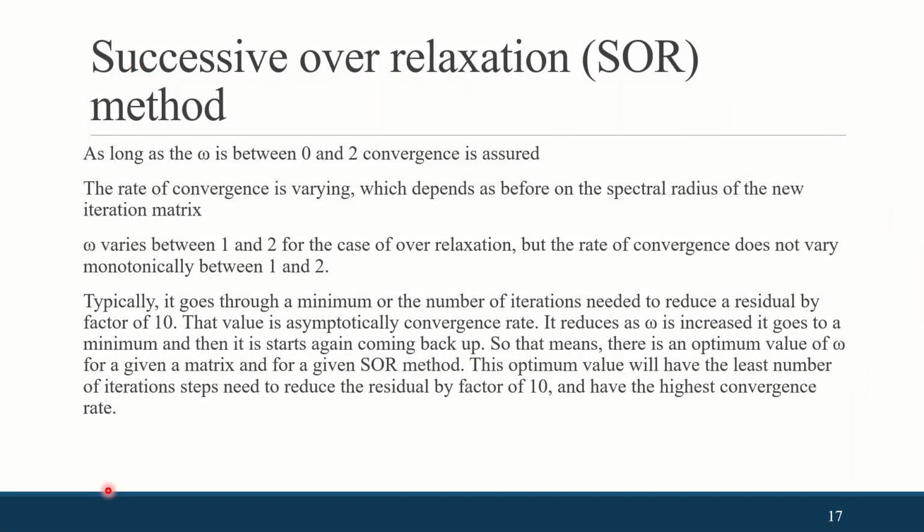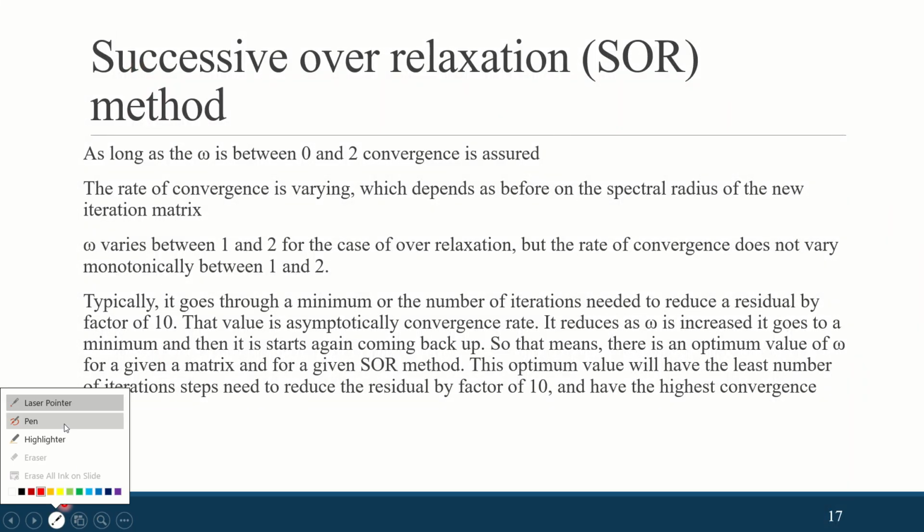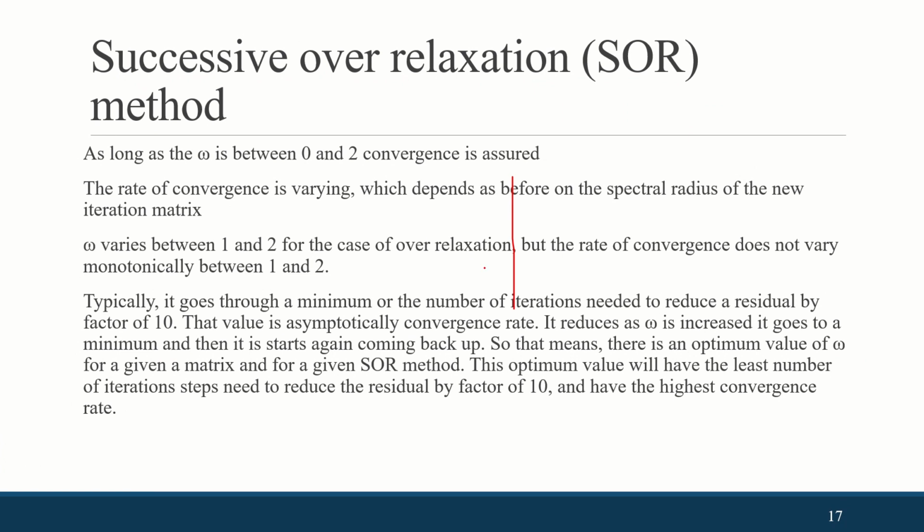Actually, I made a mistake when I was giving the lecture. So basically omega value, as it is increased, it decreases and then it increases. This is known as rate of convergence. I am extremely sorry for this, but it decreases and then increases. So this point is known as minimum point or the optimum value. Previously I was mentioning it as increasing and then decreasing.